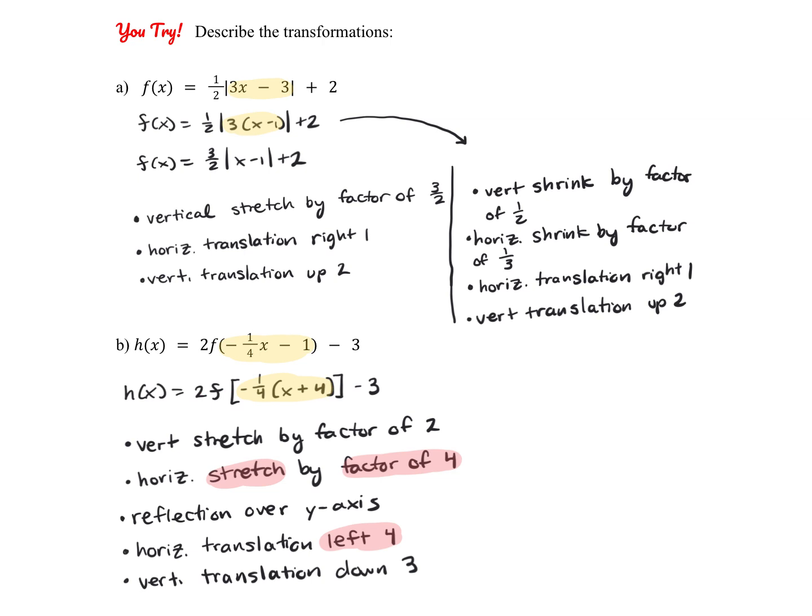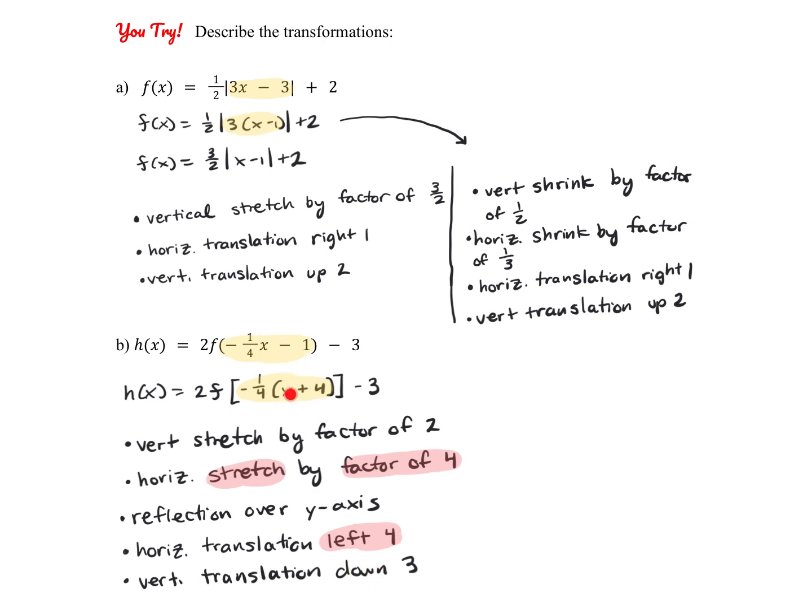We don't know what type of function it is. So we'll go from here. It does have that vertical stretch by a factor of 2. And then it has a horizontal stretch because the factor is 4. And then it has that reflection over the y-axis, and then a shift left 4 and down 3.